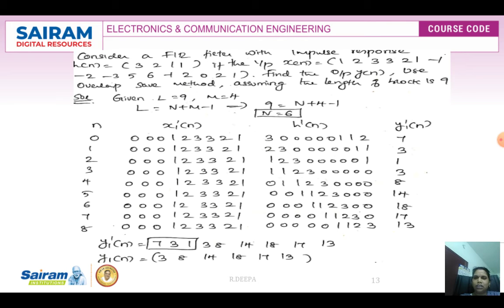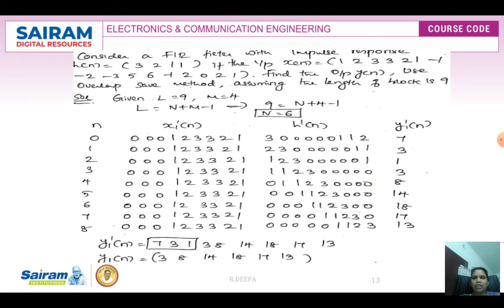Next step, as I told, you need to find the circular convolution between x1 dash of n and h dash of n to get y1 dash of n. Once you have framed x1 dash of n, you perform the 9-point circular convolution between h dash of n and x1 dash of n, as listed in the table here. So the output is y1 dash of n. From y1 dash of n, you need to calculate y1 of n by removing the M minus 1 values from y1 dash of n.